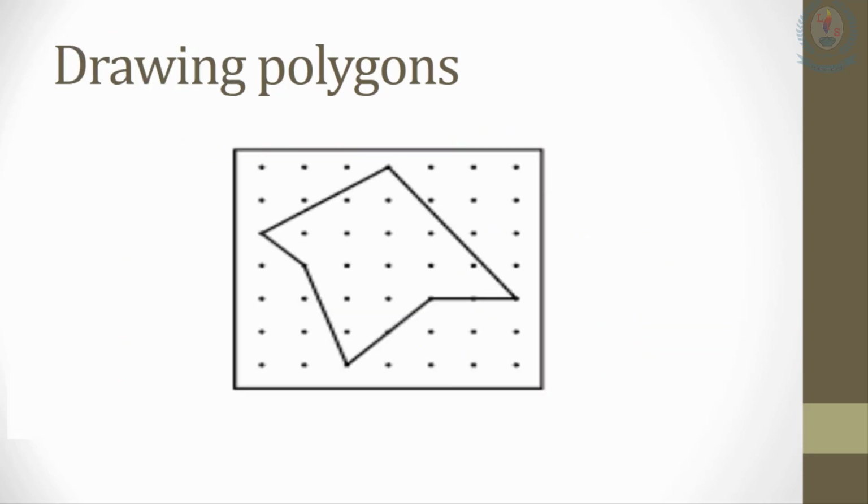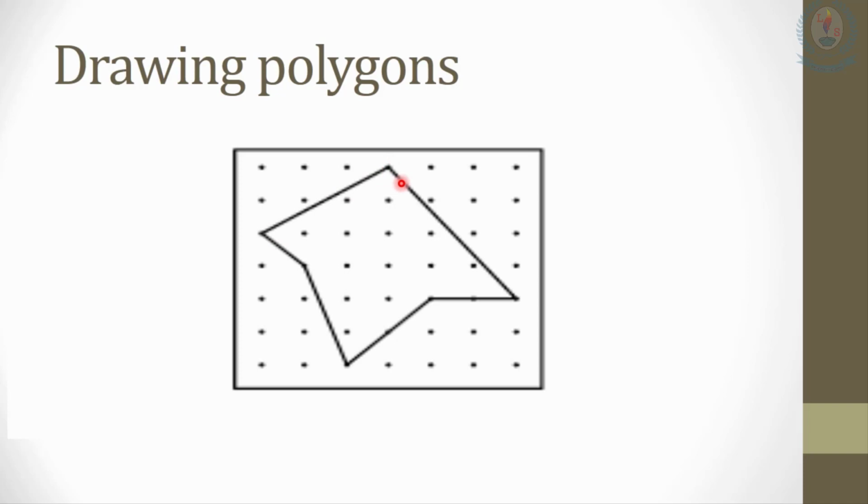Now let's learn how to draw polygons. To draw polygons, we use a dot grid. You can see a dot grid below. First of all, let's draw an irregular hexagon. First we have to mark the points on the grid. As this is irregular, we can keep the vertices in any place we like. We have to keep 6 vertices.